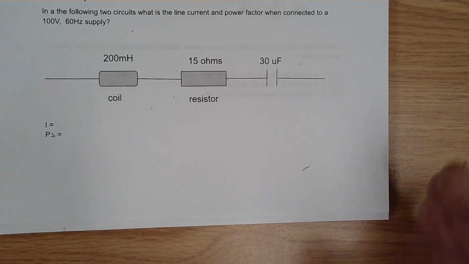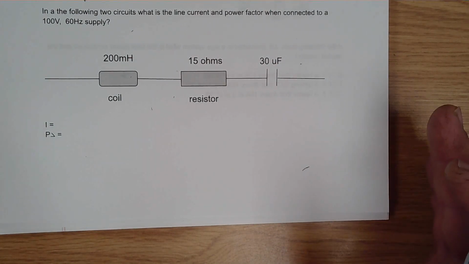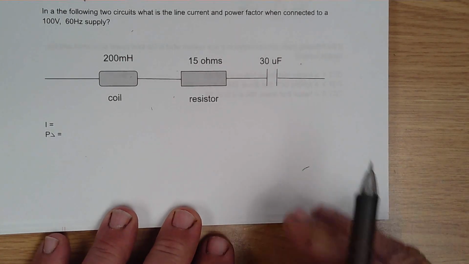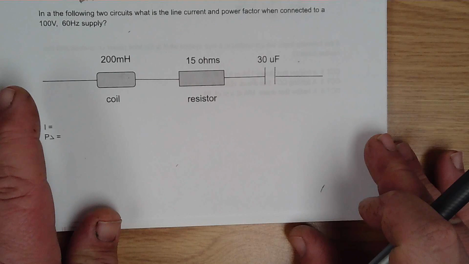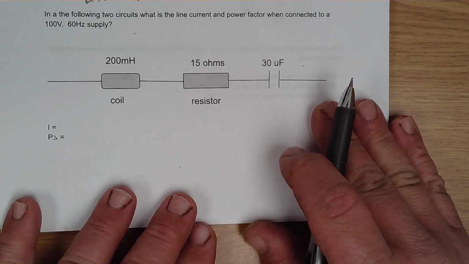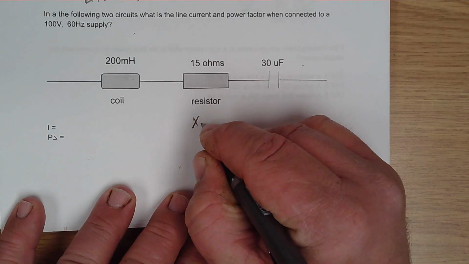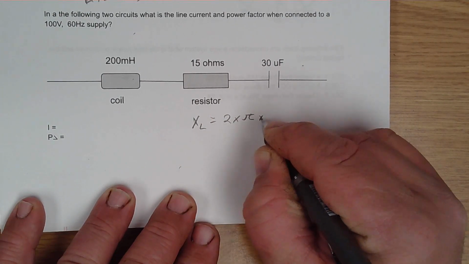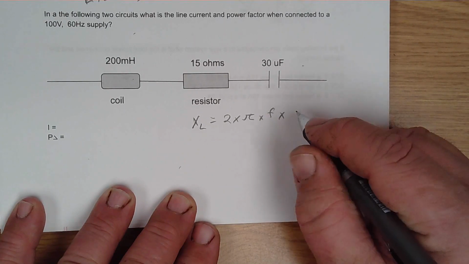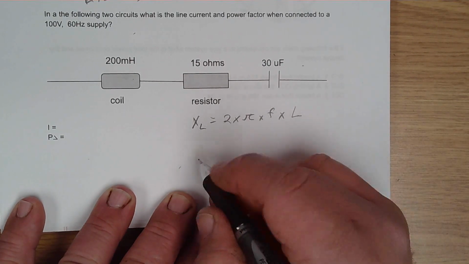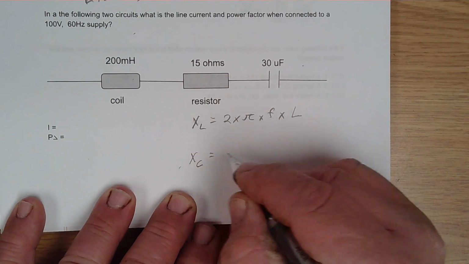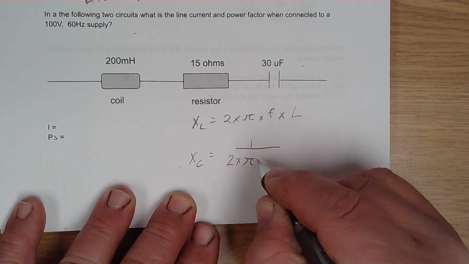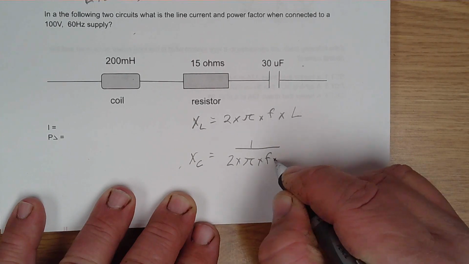Okay, so the first thing we're going to have to do is convert these all into like units so we can combine them, which is going to be our ohmic values, and for that we're going to use our formula of XL equals 2 times pi times frequency times inductance, and XC equals 1 over 2 times pi times frequency times capacitance.